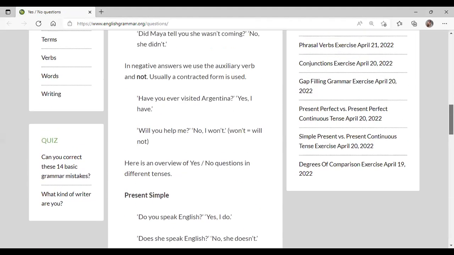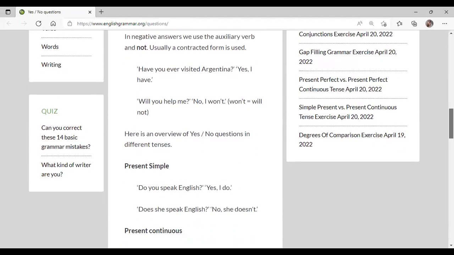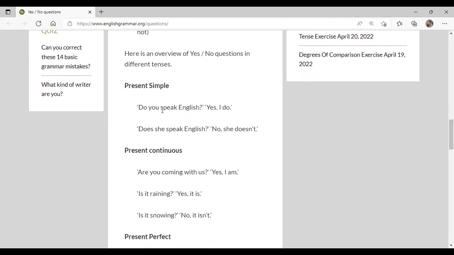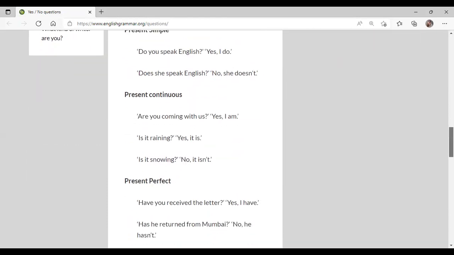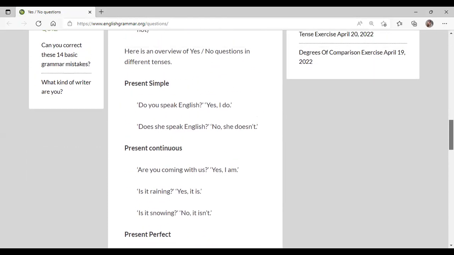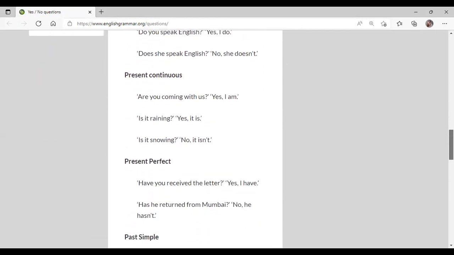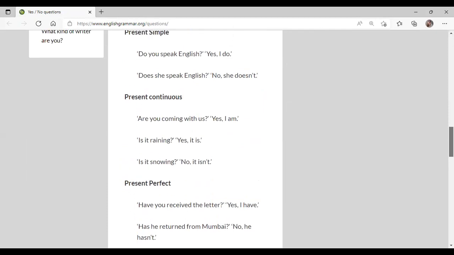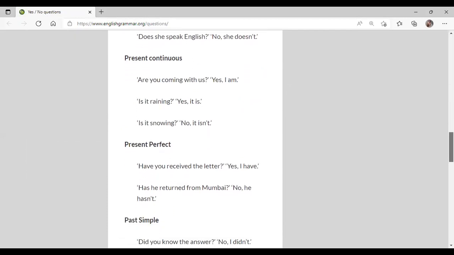Y aquí tenemos algunas preguntas en presente simple. Por ejemplo, do you speak English? Yes, I do. Or no, I don't. Does she speak English? No, she doesn't. Tenemos en presente simple, presente continuo. Bueno, pero en este módulo, chicos, vimos presente simple. Por lo tanto, tienen que hacer preguntas en presente simple.